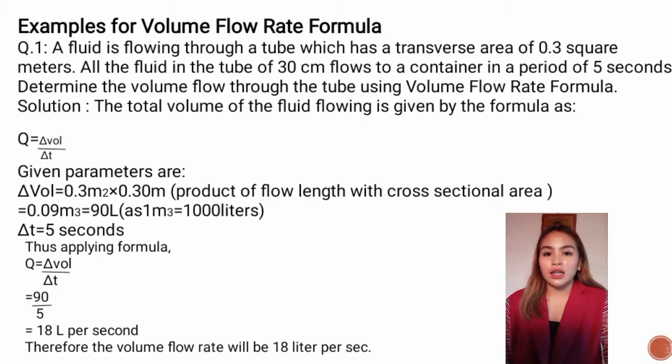And delta T is equal to 5 seconds. So, applying the formula, volume flow rate is equal to 90 divided by 5, which is equal to 18 liters. Therefore, the volume flow rate will be 18 liters per second.